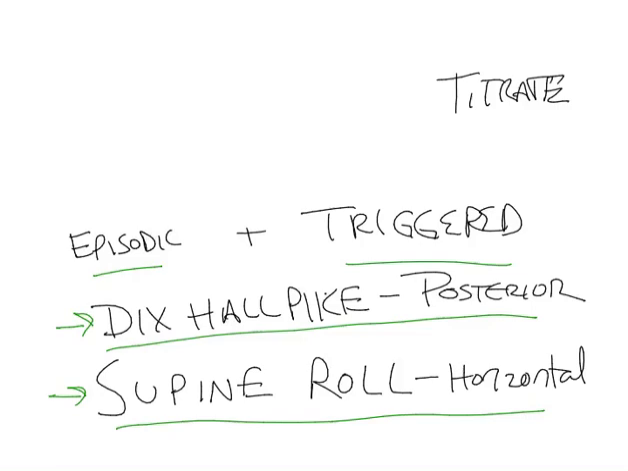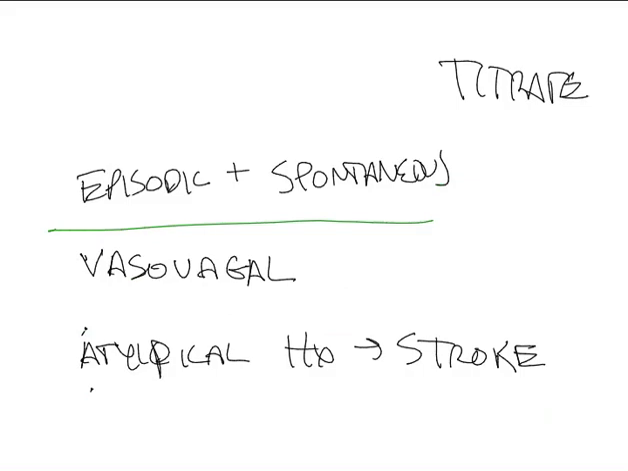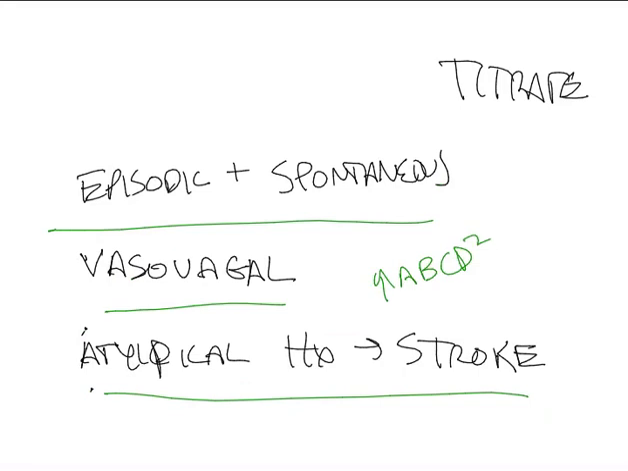If it's episodic and spontaneous, then that could point us in the direction of vasovagal, but you have to be careful because that can also, with specific types of infarcts, lead us to a stroke. So if they are a vasculopath and have an elevated ABCD squared score, then you might want to consider pursuing a central cause, especially if they have none of the typical findings on Dix-Hallpike or supine roll.